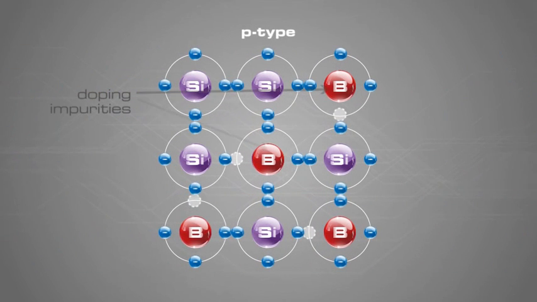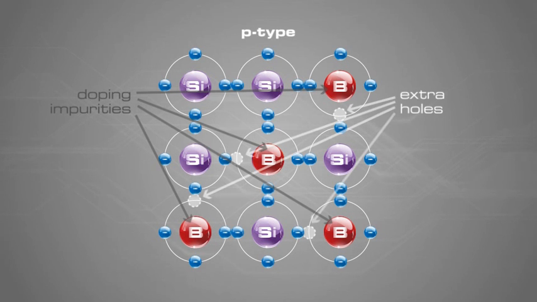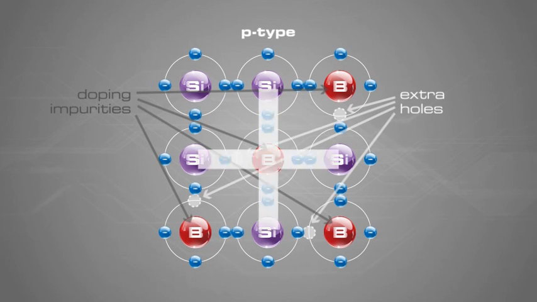Doping an intrinsic semiconductor with acceptor impurities creates P-type semiconductors. As opposed to N-type semiconductors, P-type semiconductors have a larger hole concentration than electron concentration. The phrase P-type refers to the positive charge of the hole.